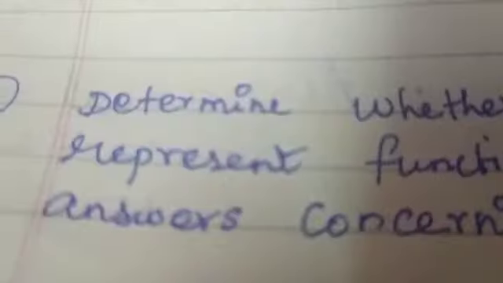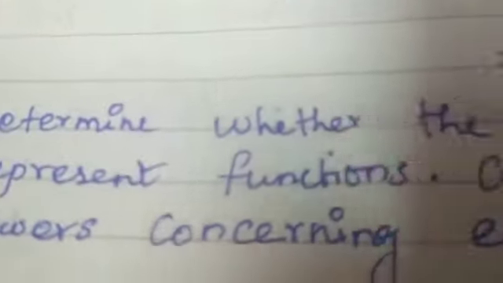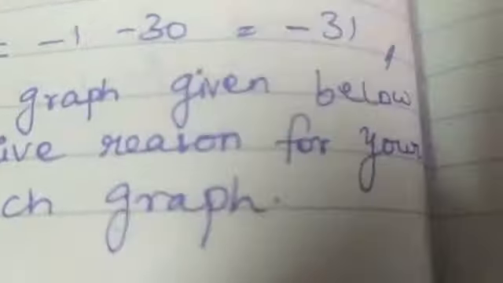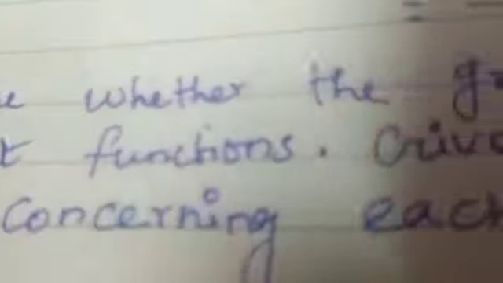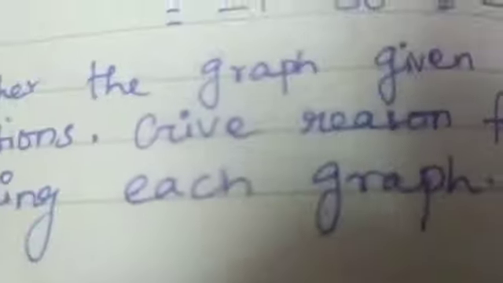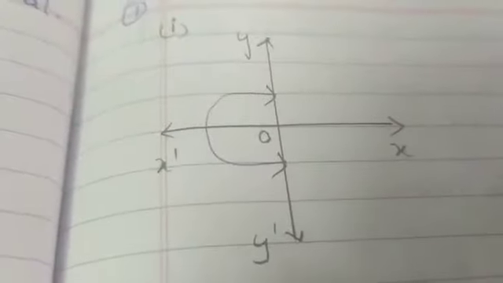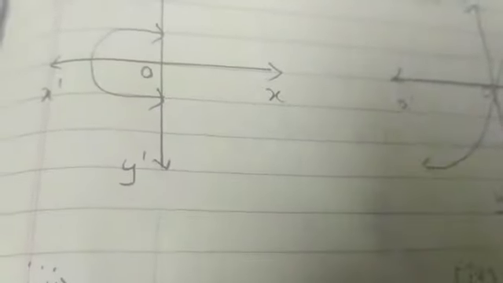So our next exercise is 1.4. The first question of this: determine whether the graphs given below represent functions. Give reason for your answer concerning each graph. So this is the first graph, the second one, the third one and the fourth one. So now, how do we know whether the graph shows a function? We'll use the vertical line test for that.